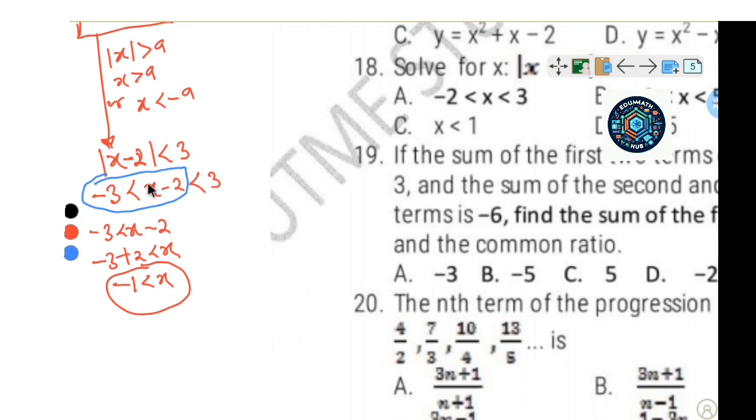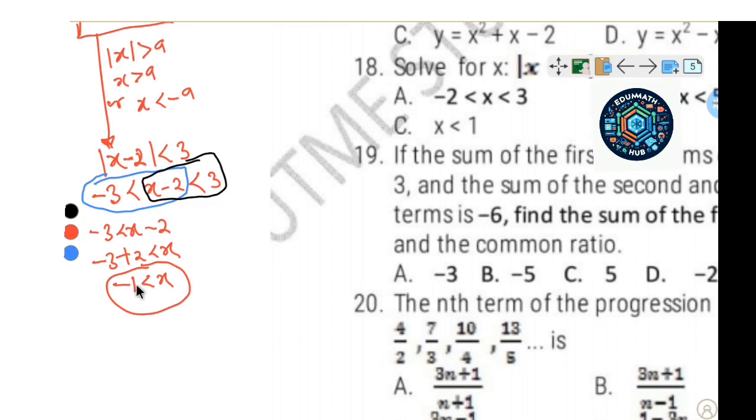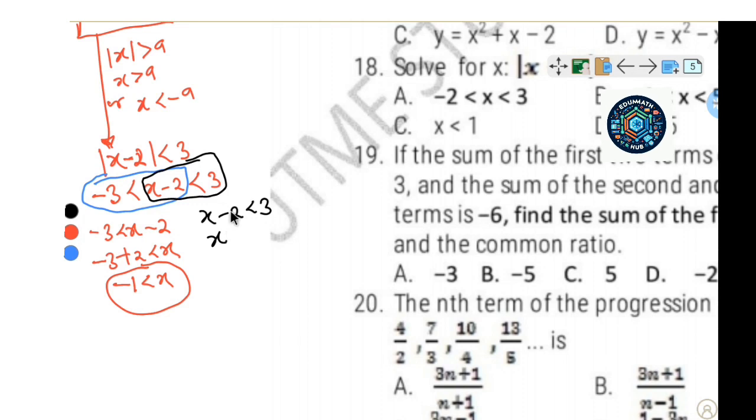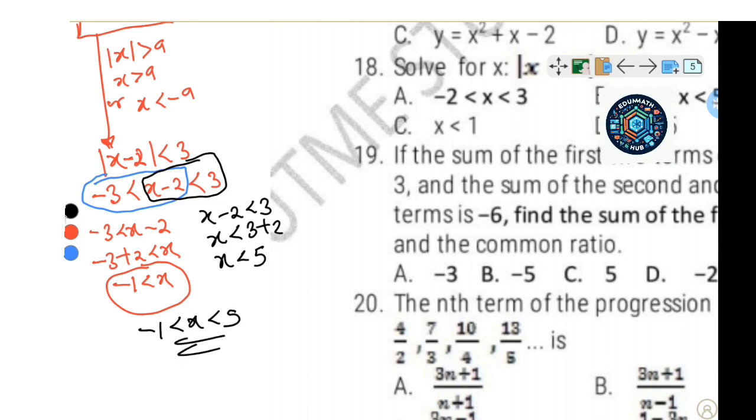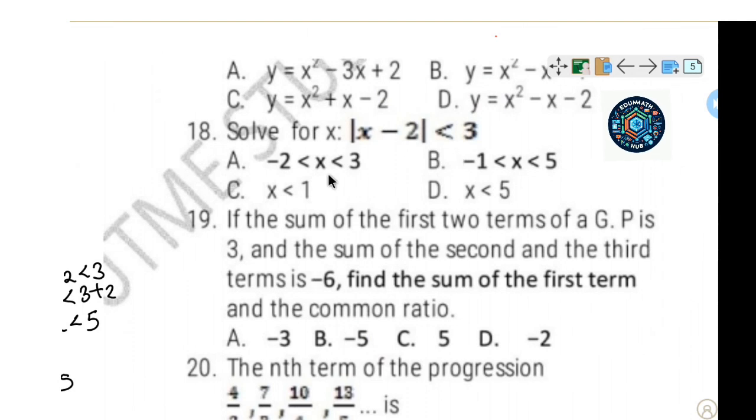Then the next step, you solve for this other part. You have x minus 2 less than 3. So take this 2 to this side. That will give you x less than 3 plus 2, which is x less than 5. So we can see that the value of x lies between minus 1 and 5. You can write the answer like this: minus 1 less than x less than 5. So you can now look for that in your options. If you check it, you see that this is the correct answer. The other options are individual values, so these two cannot be the answer at the same time. The value of x lies within a range, and the range is minus 1 to 5.